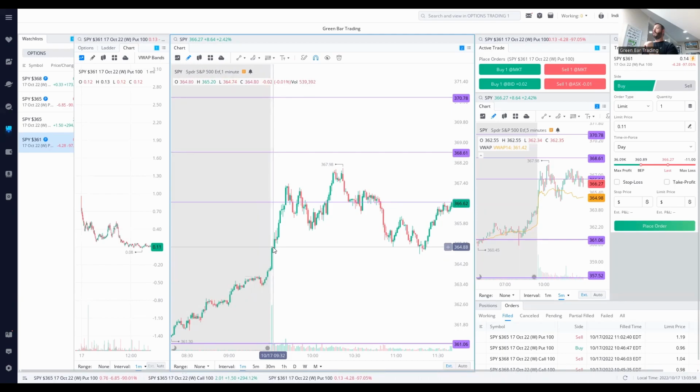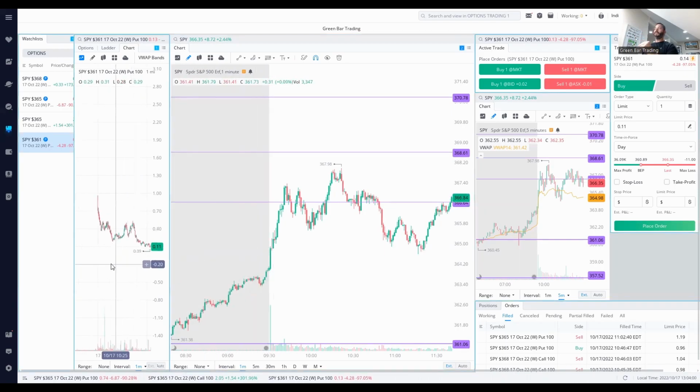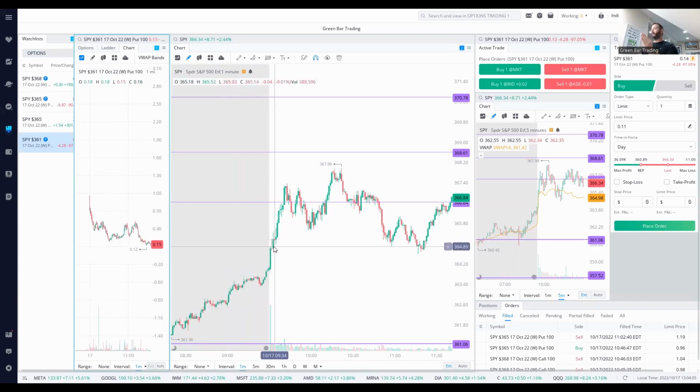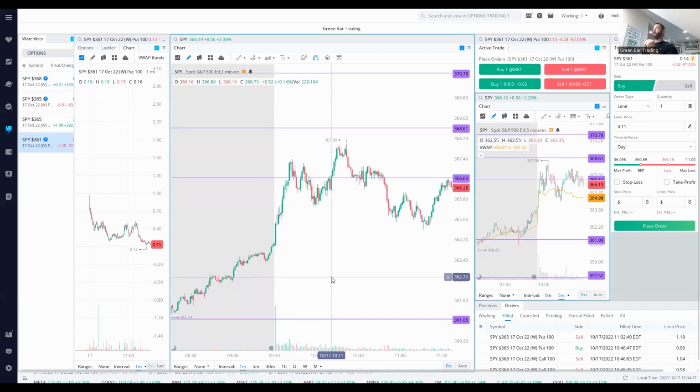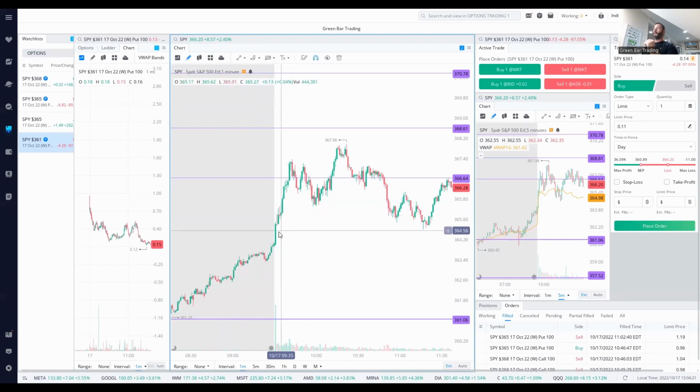What do I do right off of the bat? I get in to a short. So I'm betting that the market is going to realize how overbought the RSI is at this point and at least get a pullback. That's all I was looking for, was a pullback to this 361 area. And we didn't get it.